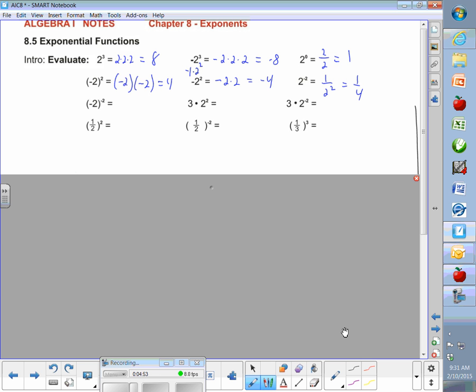Okay, here's another one. What's the base this time? It's a negative 2. And again, that negative exponent becomes positive when you take it across the fraction bar. So this is 1 over a negative 2 to the positive 2. We already know negative 2 times negative 2 is 4, and that's also 1/4.